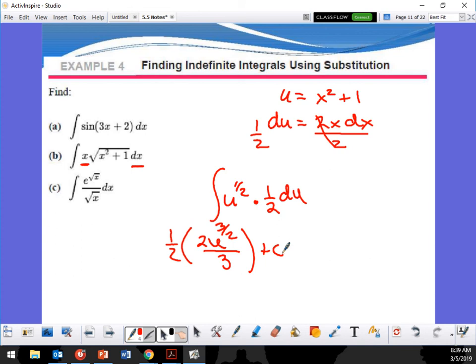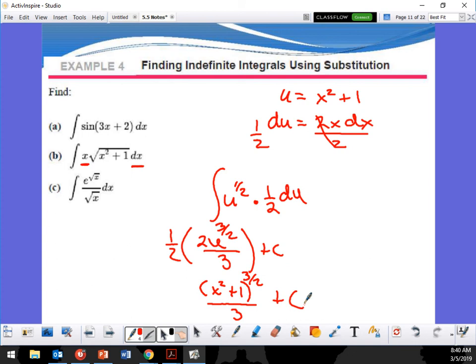Okay, so what's going to happen to my 2's right here? Cancel. Yeah, these 2's will cancel because I have a 1/2 and a 2 on top right there, right? Okay, so when I do this, I'm just going to plug my u back in. So this is going to be x squared plus 1 to the 3/2 power over 3 plus c. Happy day?